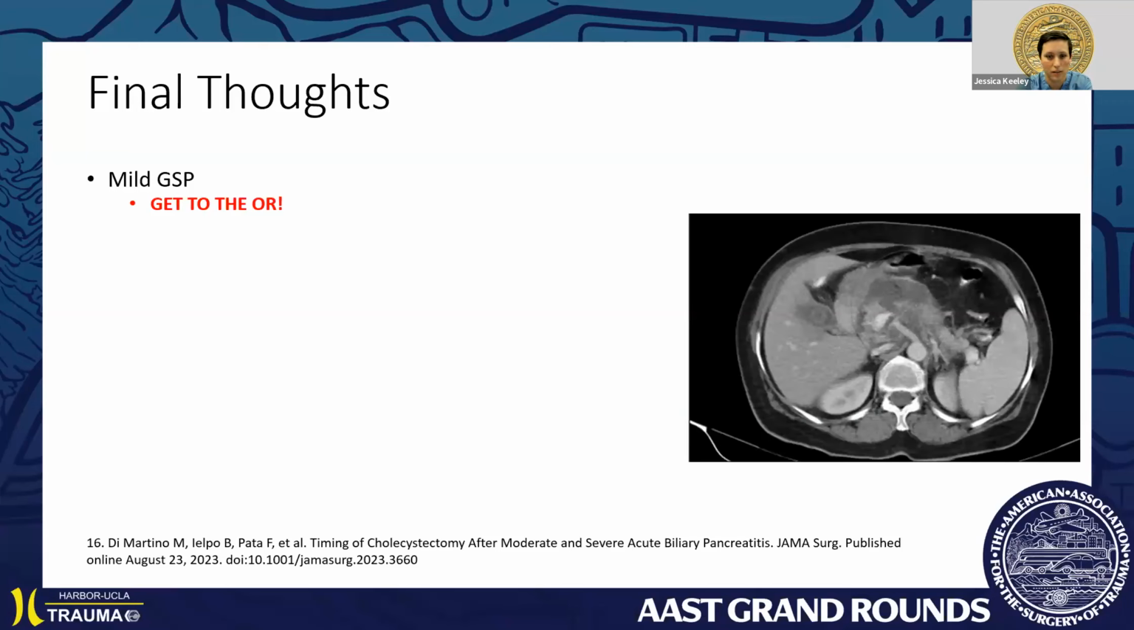If it looks like this, don't dive in. This is a complicated pseudocyst. Someone's clearly had episodes before. They've got a thickened gallbladder with some fluid around it. This is probably not the person who 1 day from now you're going to want to try to do a lap chole on. Please don't.